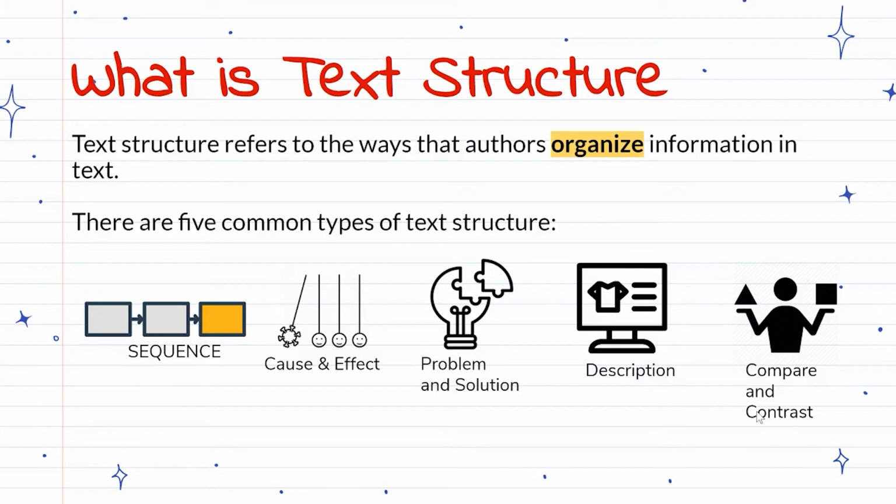For example, this one. Sequence. Listen. Sequence. Next one, cause and effect. Cause and effect. Next one, problem and solution. Because it has TION, when you see TION, say solution. Listen. Problem and solution.